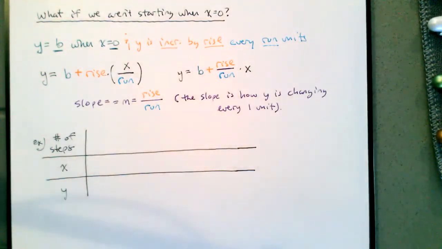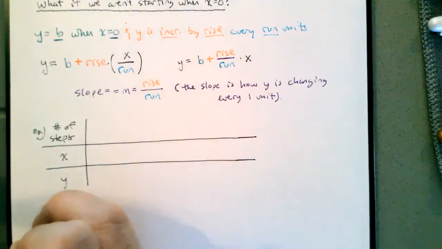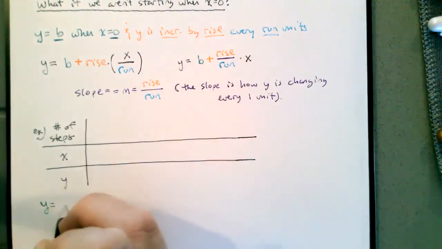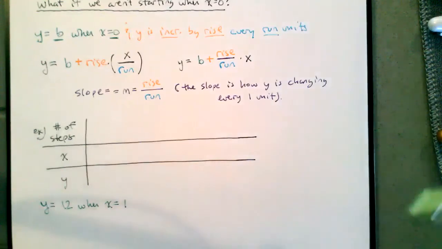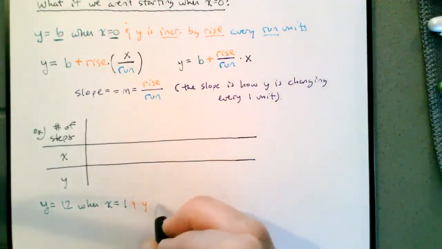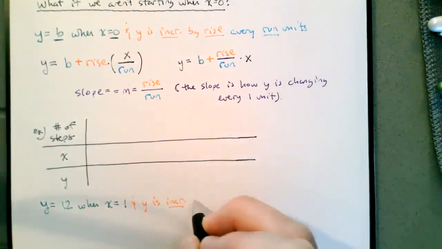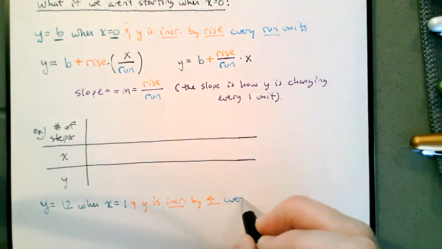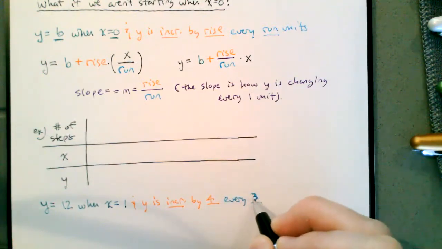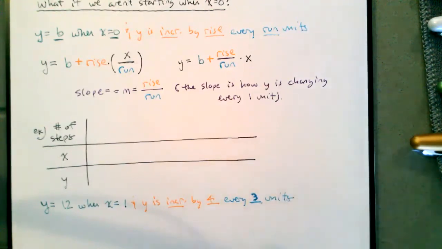So we're going to write a different description. We're not going to know what's going on at 0. So let's write a description. Let's say that y is equal to 12 when x is equal to 1, and let's say y is increasing by 4 every 3 units. So the way we're describing how things are changing hasn't changed. We have a rise and a run. Our slope we can write as 4/3. So we've got all this part sorted out already.